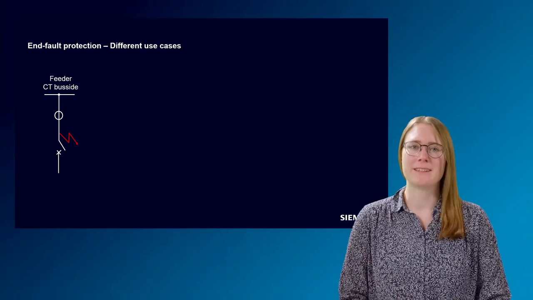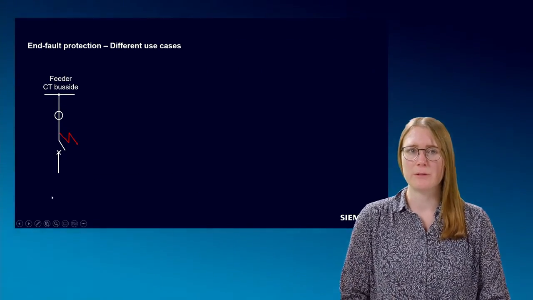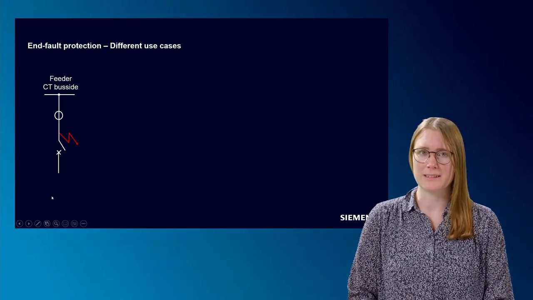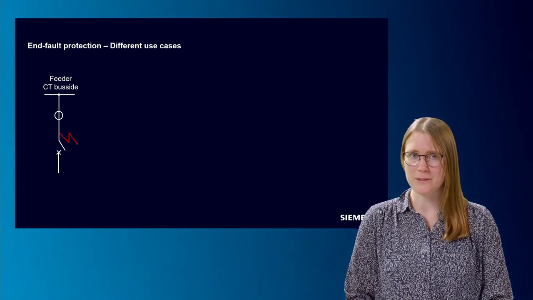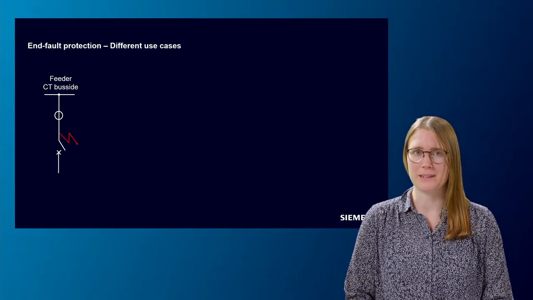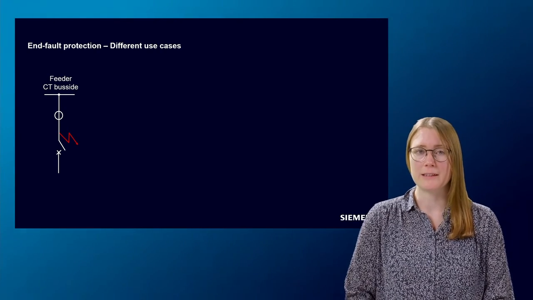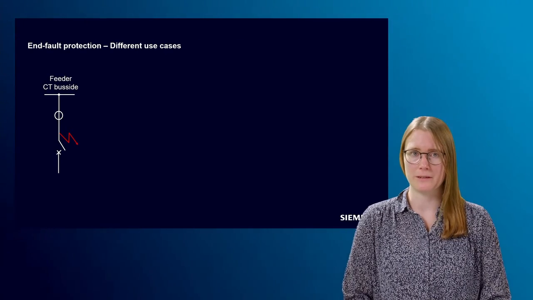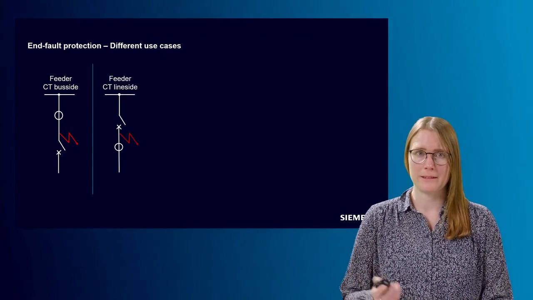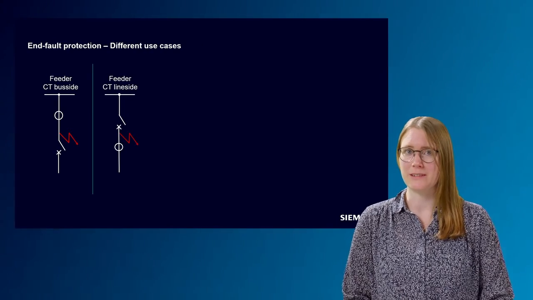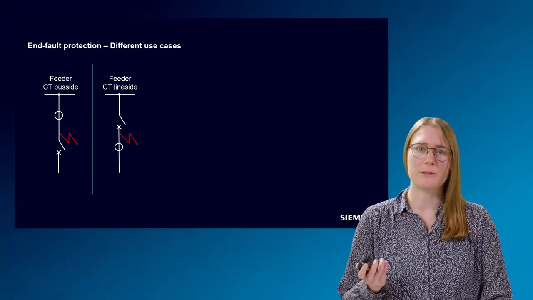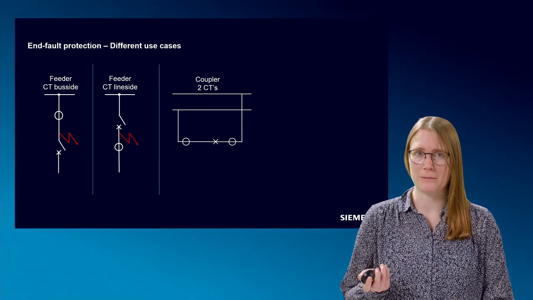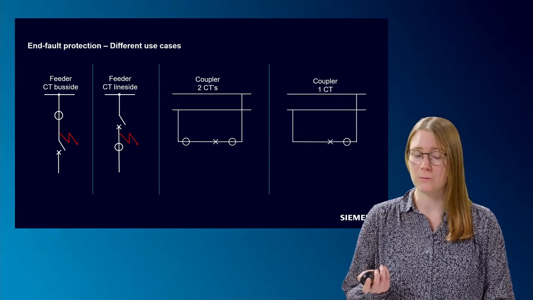To get a better understanding of the end-fault protection, we will go through different use cases. We start with the feeder with the CT on bus side. That means the circuit breaker is behind the current transformer from the perspective of the busbar. Then we come to a feeder with a CT on line side. And then we talk about end-fault protection in a coupler with 2 CTs and 1 CT.